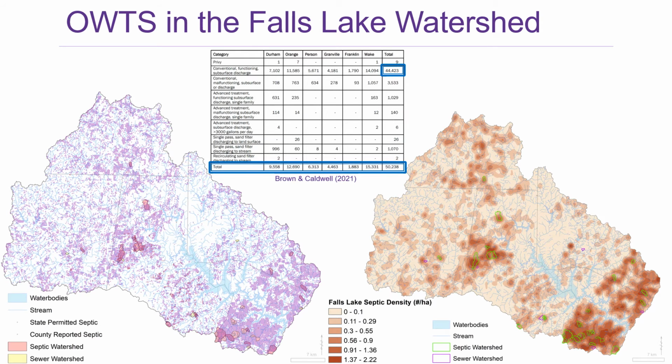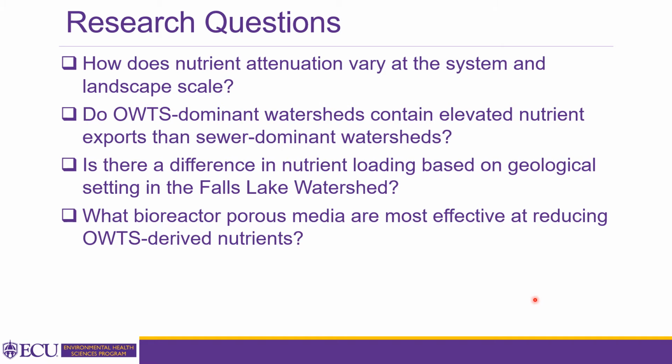So this takes us to our research questions, and more specifically, we wanted to address how does nutrient attenuation vary at the system and landscape scale? Do septic dominant watersheds contain elevated nutrient exports relative to sewer watersheds? Is there a difference based on geologic setting in terms of nutrient loading from septic systems in the Falls Lake watershed? And then also, what bioreactor porous media are most effective at reducing septic-derived nutrients?